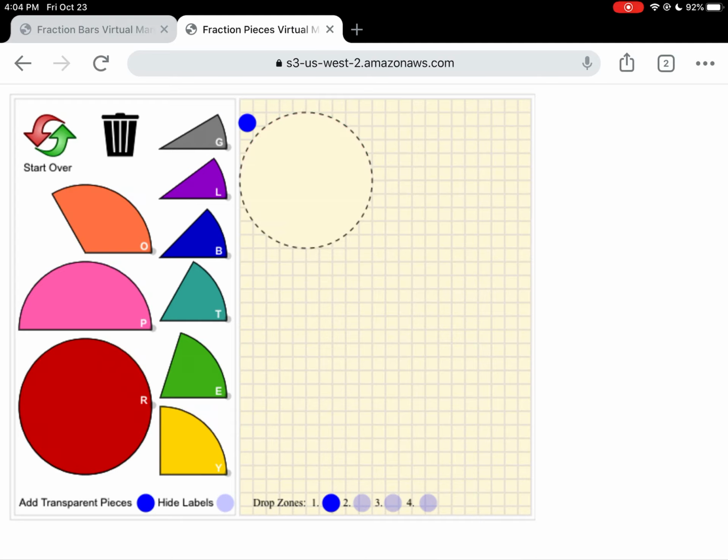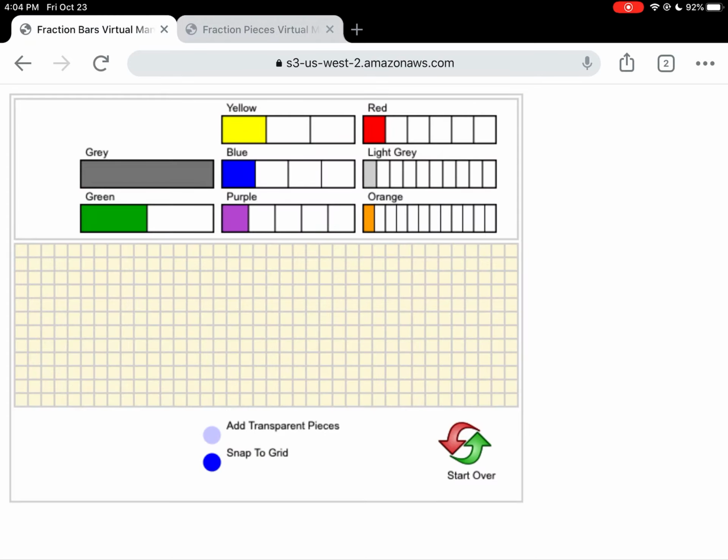This is the fraction circle manipulative tool. Since we don't have manipulatives to work with, since we're working online, you can use this to play with your fractions. There's also one that's fraction bars or fraction rectangles. You can just drag these things down, put them in place, snap to grid.